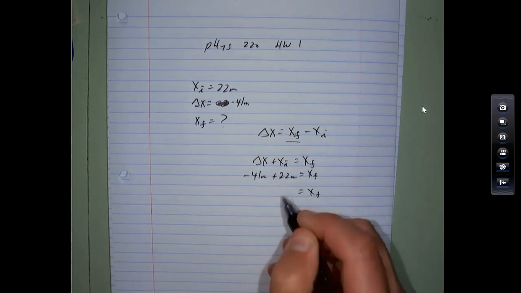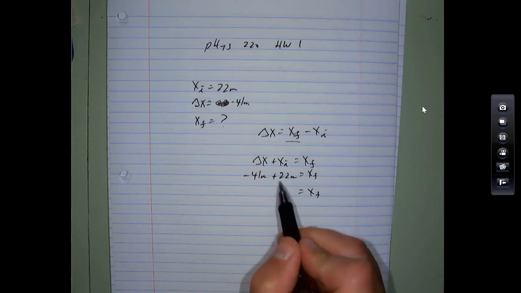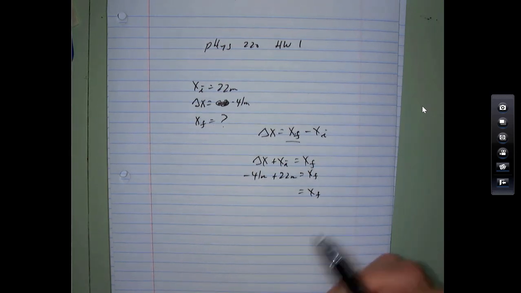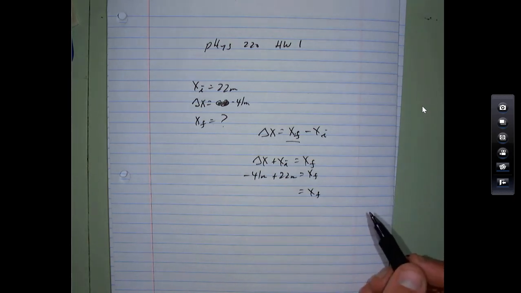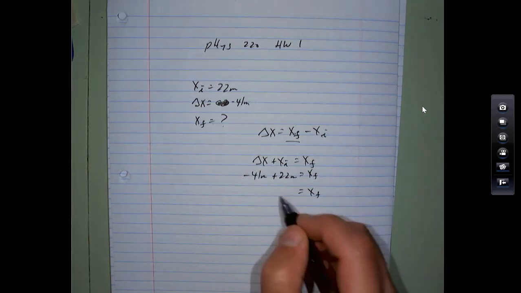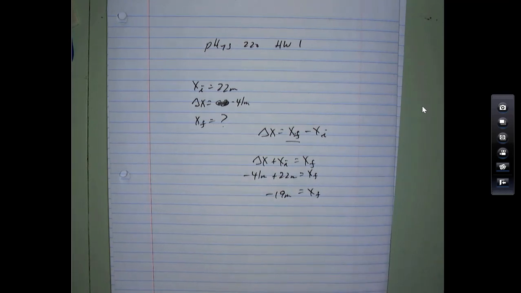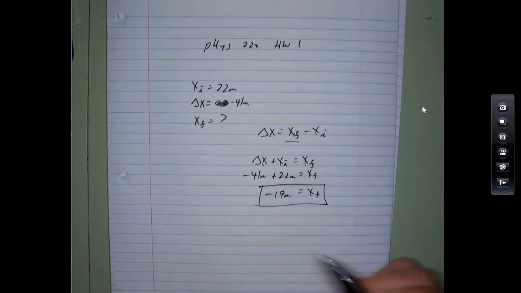Okay, so you take this plus this, whatever you get for that. By the way, you might have different numbers than I have. This is just the first problem. Okay, so it looks like maybe minus 19 meters or so. You'll have to double check my math, but I think this is a good answer for that one. Okay, let's see what else we have.